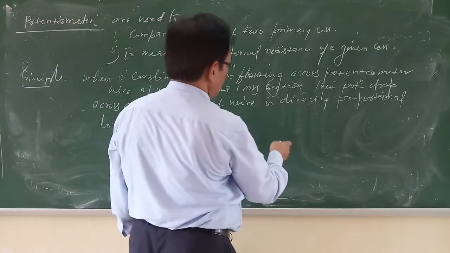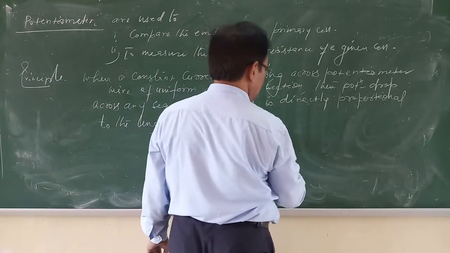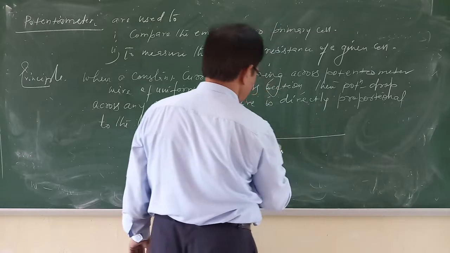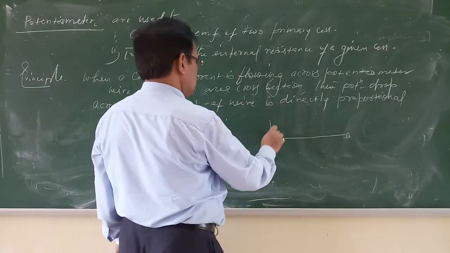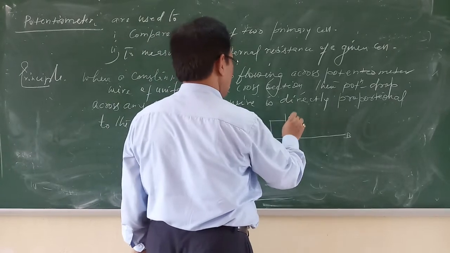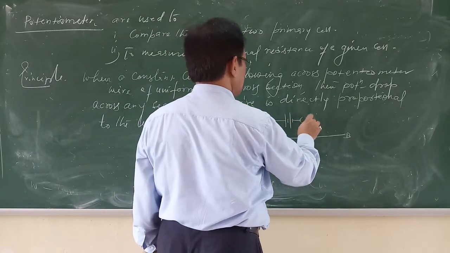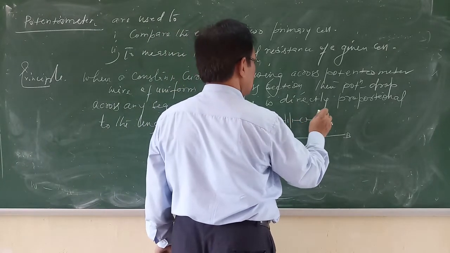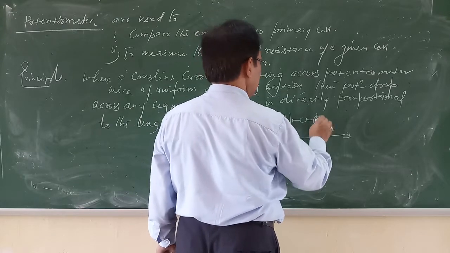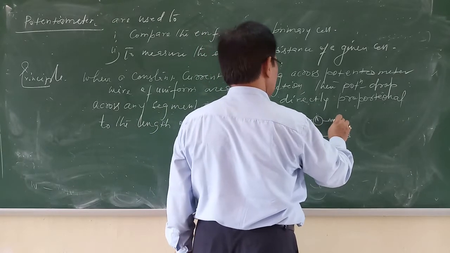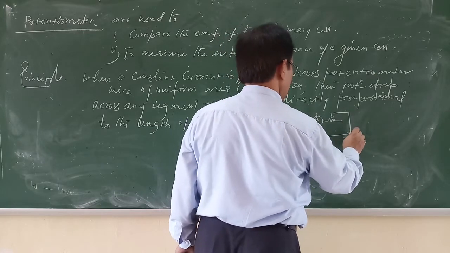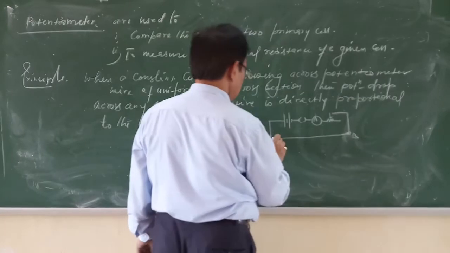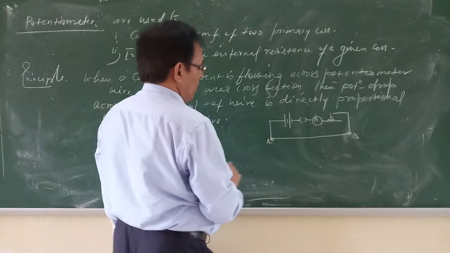Suppose you draw a circuit diagram. This is the potentiometer wire AB, connected with a battery. This is the battery, this is the key, this is the ammeter, and then the rheostat. This is point B, this is point A.